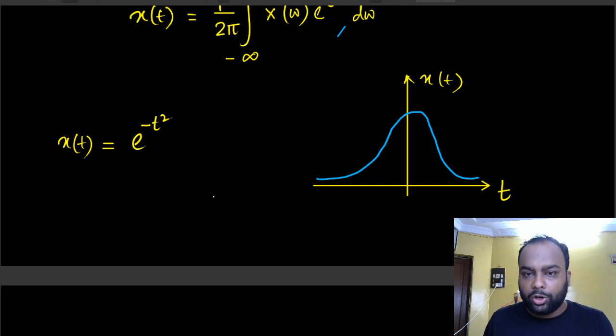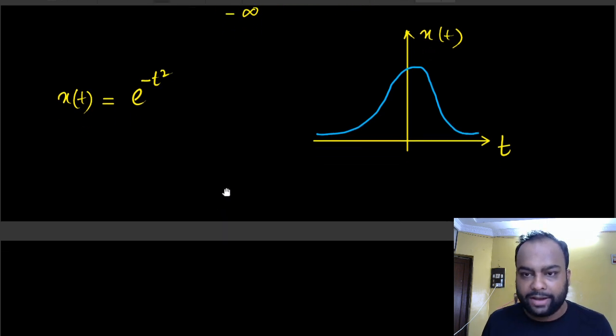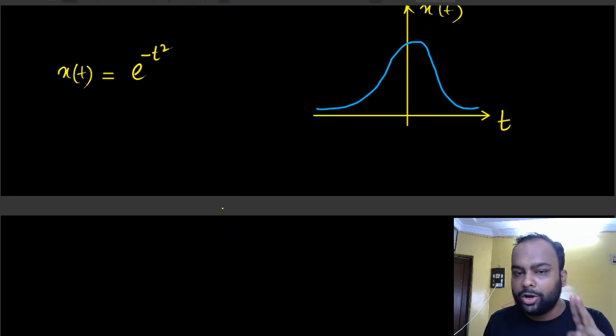Now, of course, trying to find the Fourier transform by just doing the integration would be very difficult for us, and it might require some weird substitution. We are going to avoid that. But in order to avoid that, we are going to apply two properties of Fourier transform.